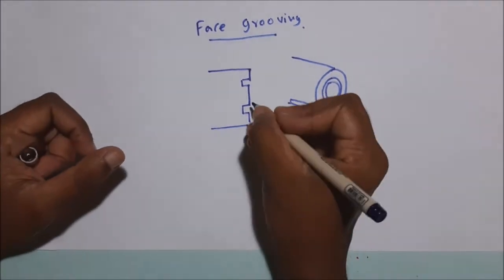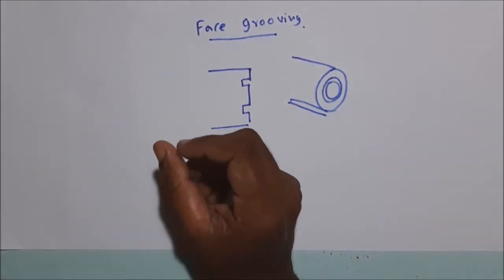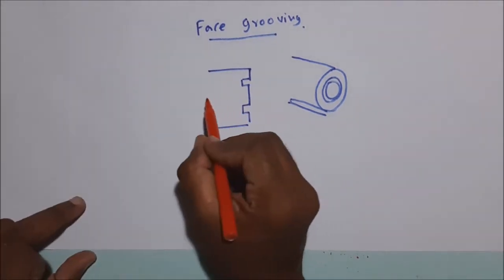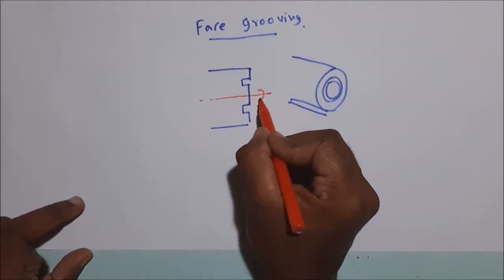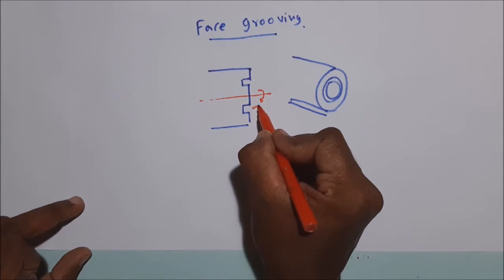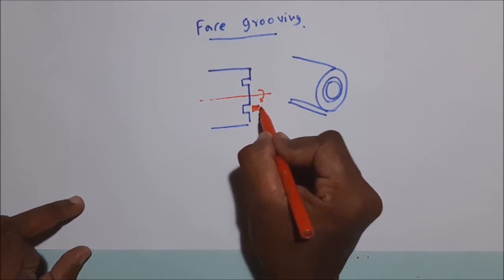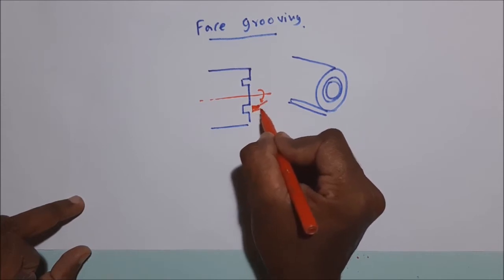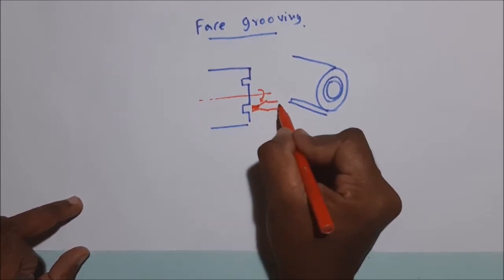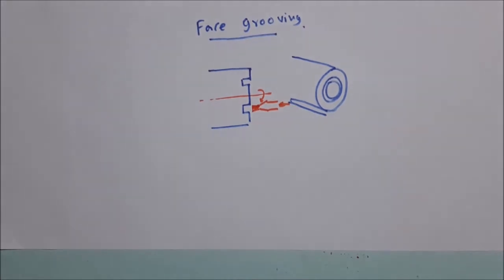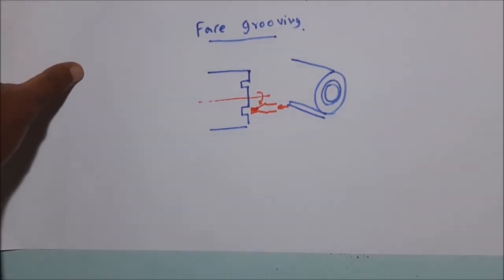In this situation the cutter is fed along the rotating axis of the workpiece. Here this is the rotating axis. Again a narrow cutting tool is used for this operation. The cutter is fed along the rotating axis of the lathe machine. This is the face grooving. Then boring, the boring operation.